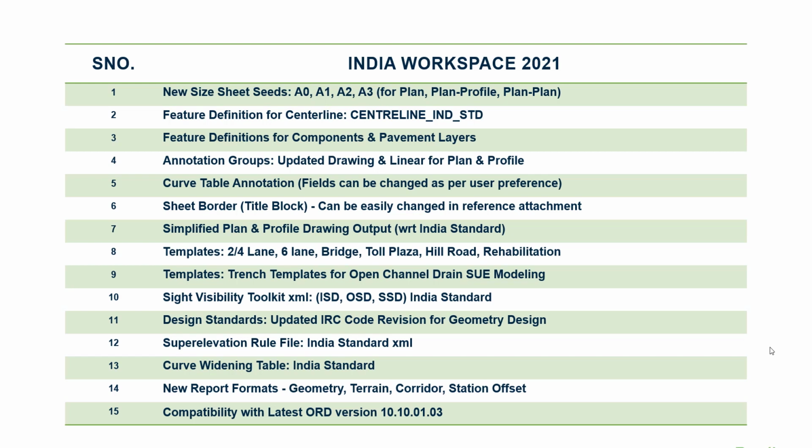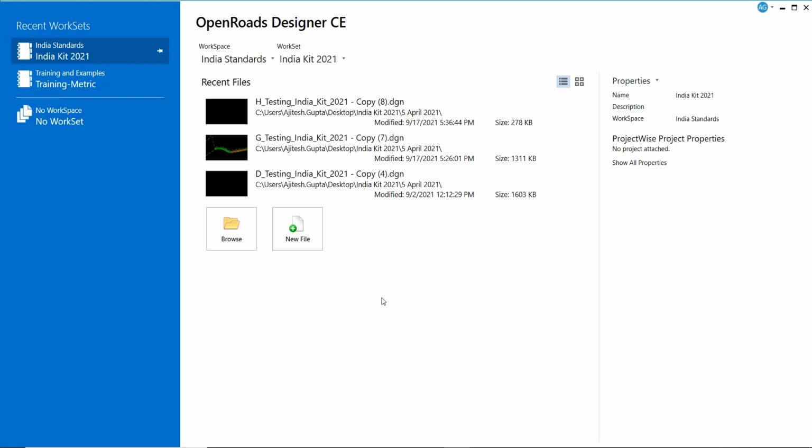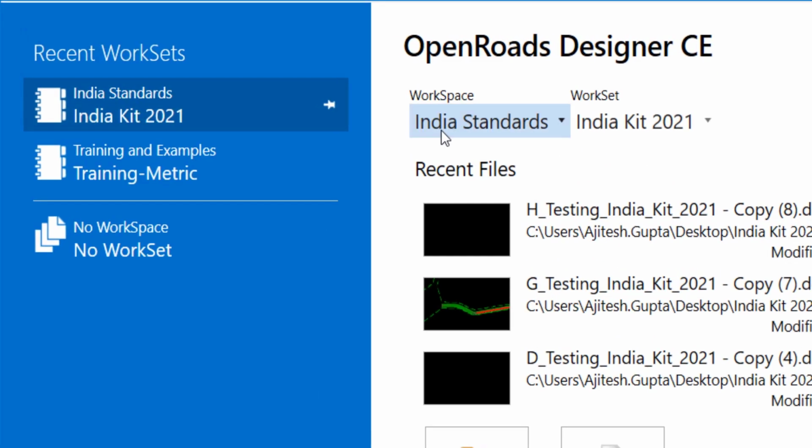There's a curve widening table. There are some new report formats for geometry, terrain, corridor, station offset, and yes, last but not the least, this IndiaKit workspace is completely compatible with the latest ORD version, which is 10.10.01.03. So this is the ORD interface in which you need to select the correct workspace and workset.